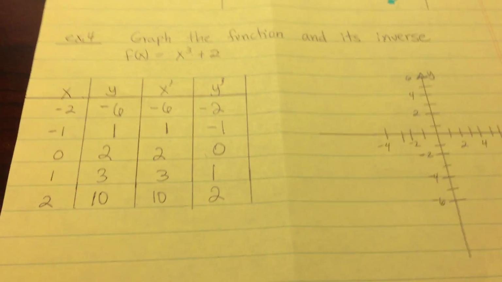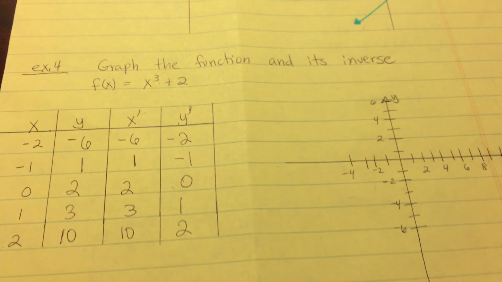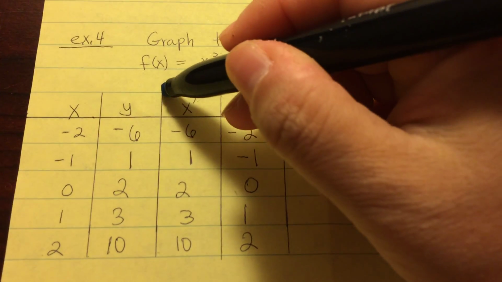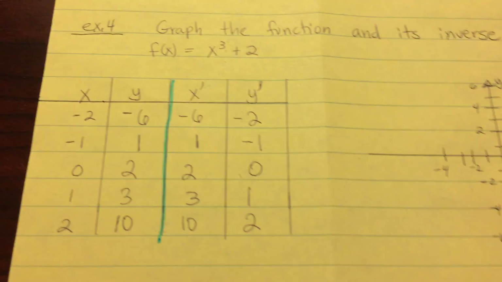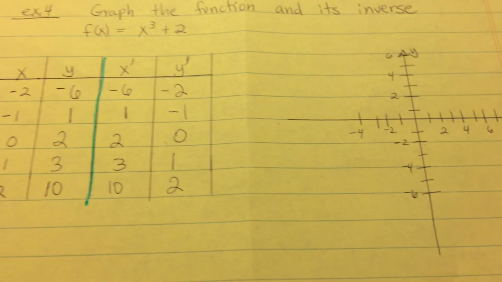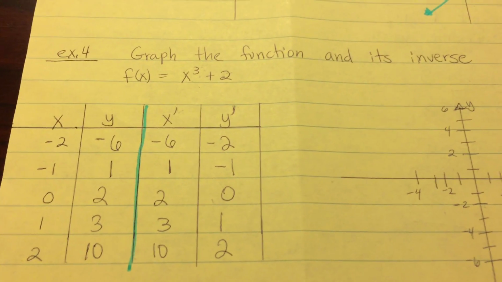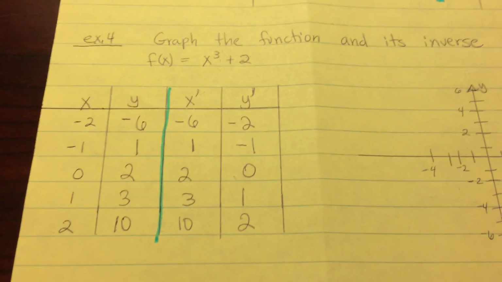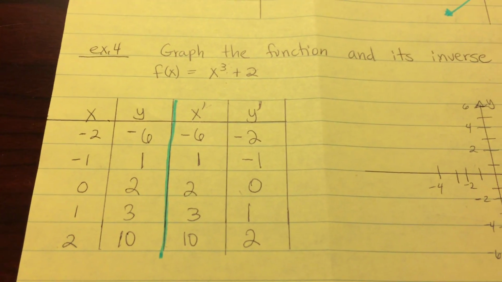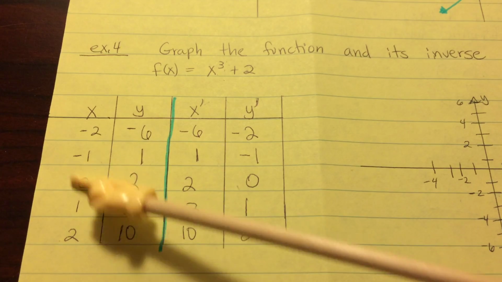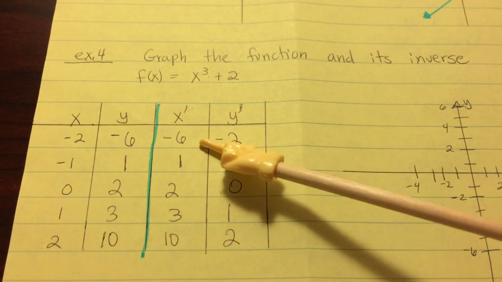So let me just put a highlighter in between it, so that way we know it's two different functions right there. So it's going to split that up for us. Okay, so we'll do the graphing as well. When I do the graphing, I usually do one graph first, and then I do the other. So we'll do the first one, which is the original, and then we'll graph the inverse.